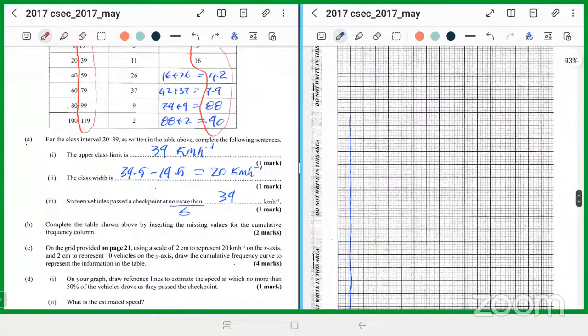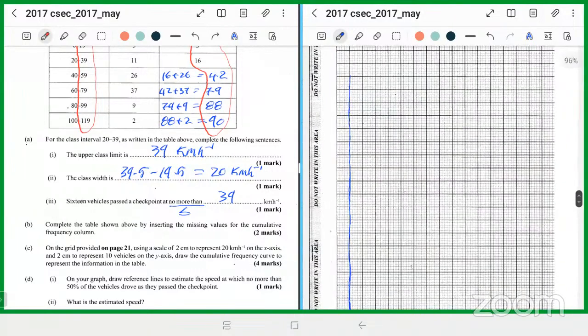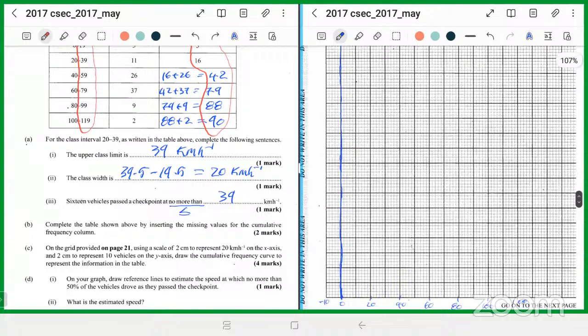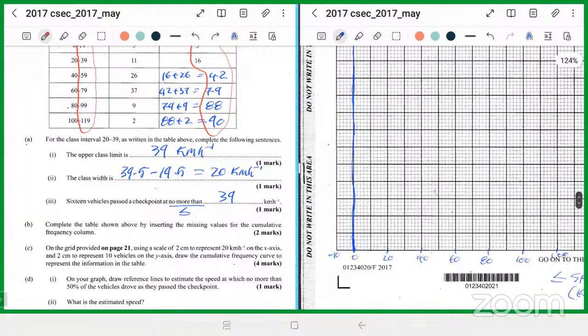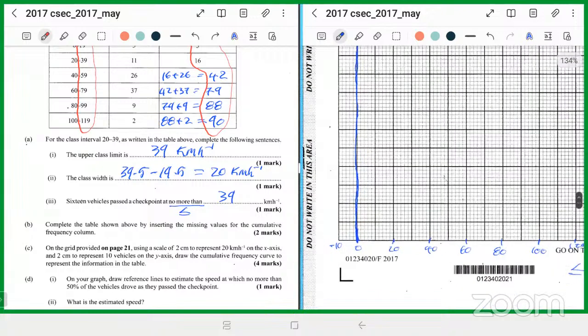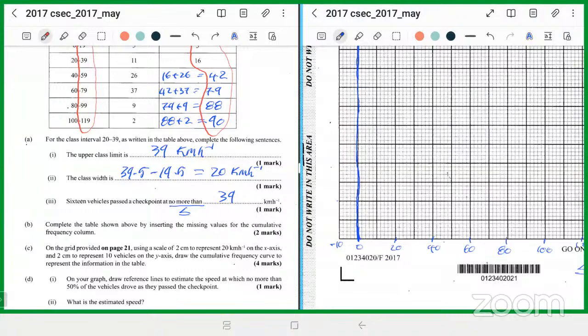And it's 2 centimeters to 10 vehicles, I said, right? And the total number of vehicles was 90. All right, so already we know, this is 10, 10, 20. I'll put it on the graph. Let's put it here.